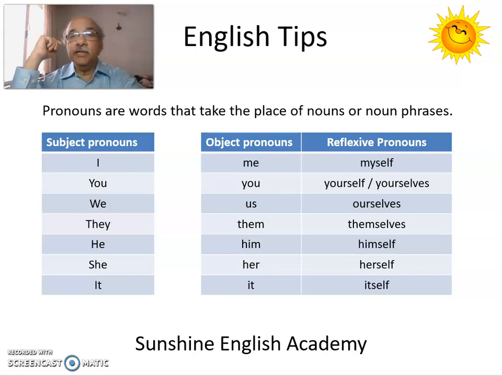And the reflexive pronouns are myself, yourself, or yourselves, depending on whether you is singular or plural. Then ourselves, themselves, himself, herself, and itself. The reflexive pronouns are just like object pronouns because they come in the place of the object of the verb.